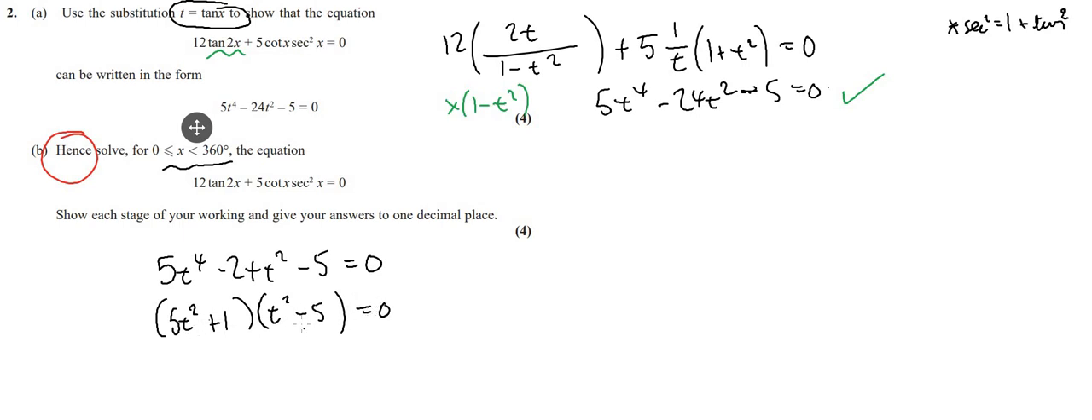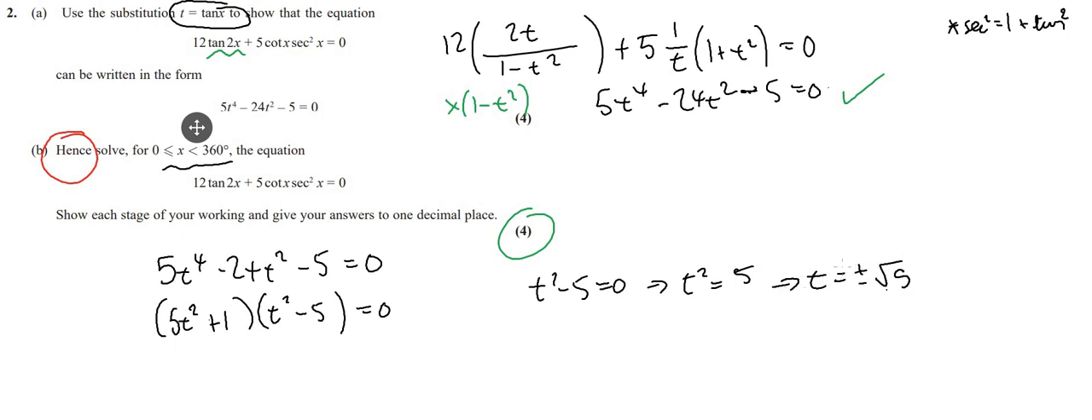Now remember, even with a calculator, this question has 4 marks. Write down the factorization. One of the method marks is actually for doing the factorization. Okay, so now we're going to look at this and say, well, t squared minus 5. If t squared minus 5 is 0, that means that t squared equals 5, and therefore t equals plus or minus the square root of 5.